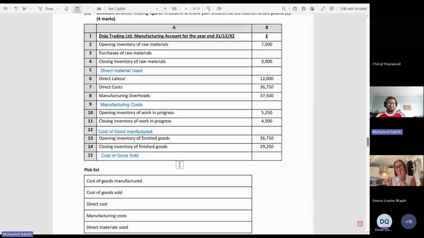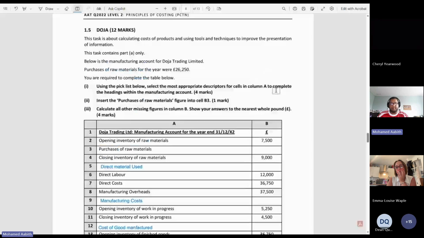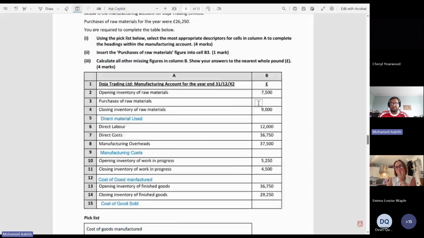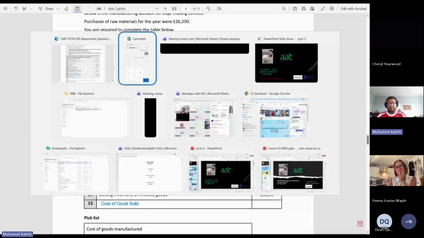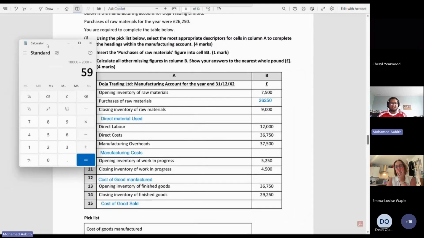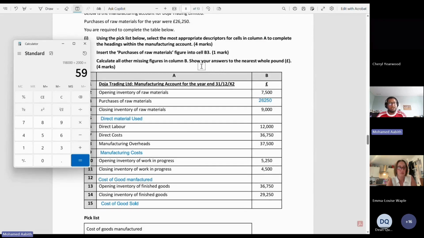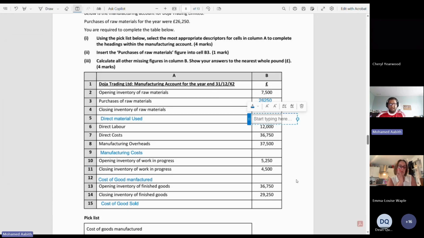So I've done all of those now, and here they ask you to insert the number, which is 26,250 pounds. So what number is missing? The direct materials used. Get the calculator out and work out the numbers, because here they are asking you to calculate all the missing figures in column B, showing your answers to the whole pound, 4 marks. Because it's a paper-based practice paper, they just want the answer. But how would you do it if you get a question like this? The formula will be B2 plus B3 minus B4.